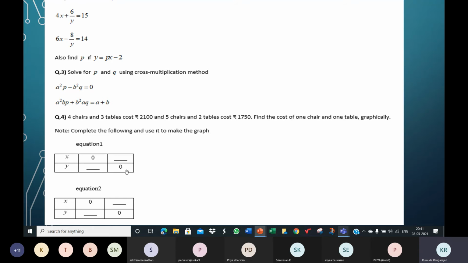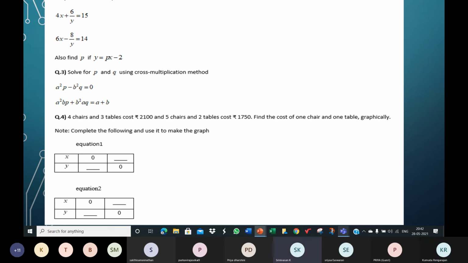Children, please make use of this table. You're supposed to do this. Please complete these tables. Make the equations. Read the question, construct the equations. Take the cost of 1 chair as X and 1 table as Y. Get the equations and complete these tables to make the graph.